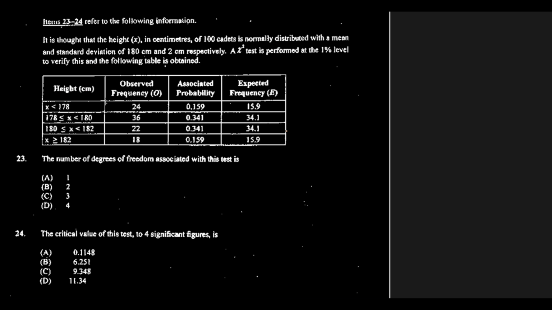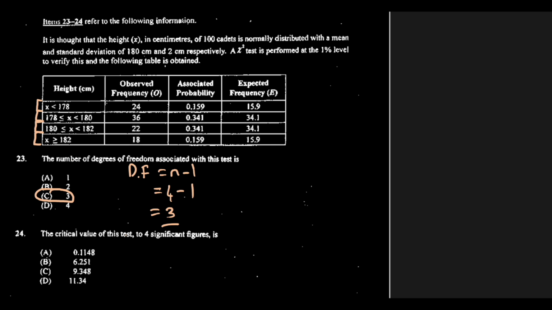Okay, so right now we have a test here that says it is thought that the height, in centimeters, of 100 cadets is normally distributed with a mean and standard deviation of 178 and 2 centimeters respectively. A chi-square test is performed at the 1% level to verify this, and the following table is obtained. So the first thing they want us to determine would be the number of degrees of freedom. So as you can see here, we have 4 options. So this is our first option, second, third, fourth. So we have 4 options, and the degrees of freedom would be equal to n take away 1. So in this case, it's going to be 4 take away 1, which is 3. So our answer here is 3.